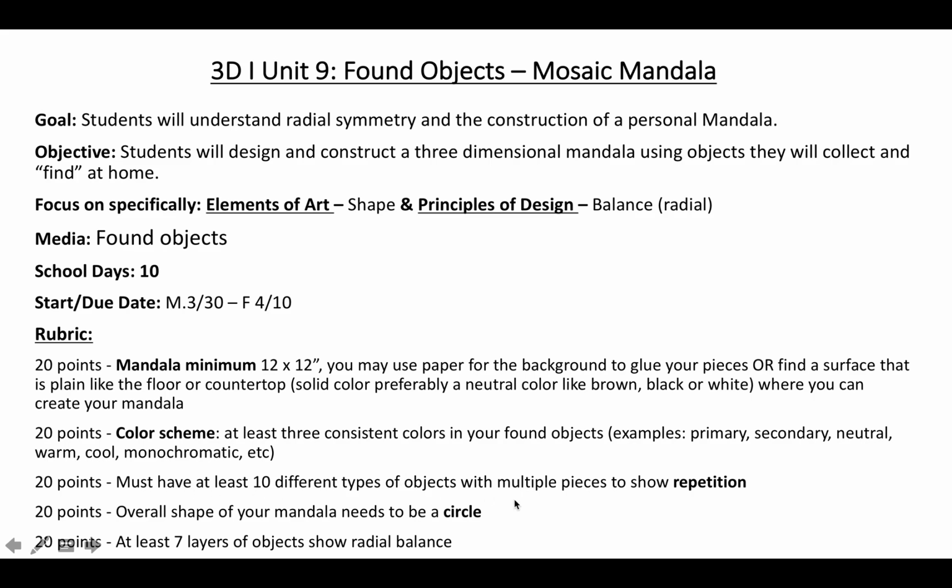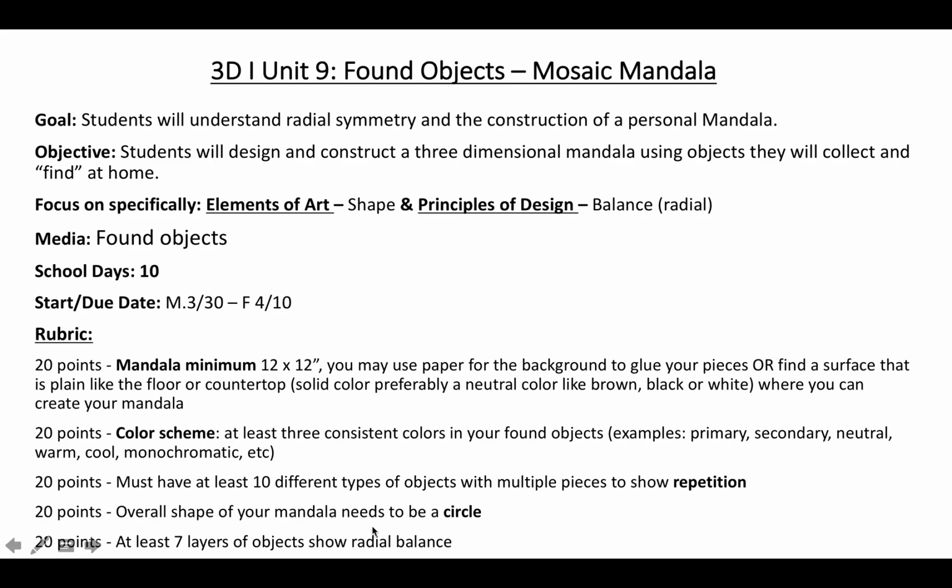Must have at least 10 different types of objects with multiple pieces to show repetition. So that could be an example if you use plastic straws. If you have multiple straws, maybe you arrange them in such a way that you can see some sort of repetition, some sort of consistency, maybe on a particular layer that you're working on.